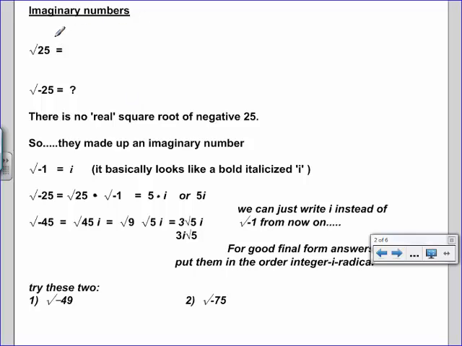Again, the square root of 25 can be either 5 or negative 5 for just the reasons we talked about. But what's the square root of negative 25? There is no number you can multiply by itself to get a negative number, because negative 5 times negative 5 is positive 25. So there's no real square root of negative 25. So they came up with a concept of an imaginary number. In the most basic form, the square root of negative 1, because there is no real square root, they simply call i.